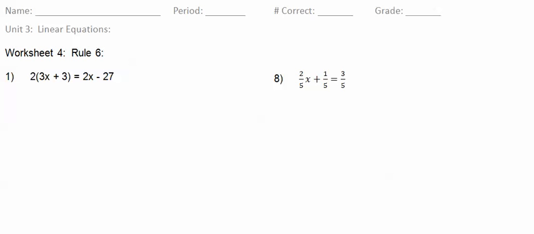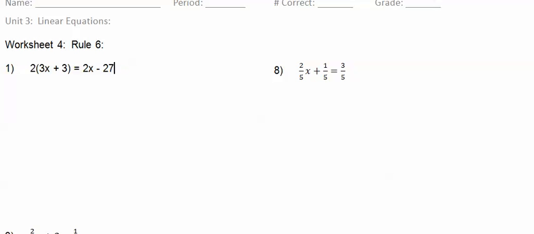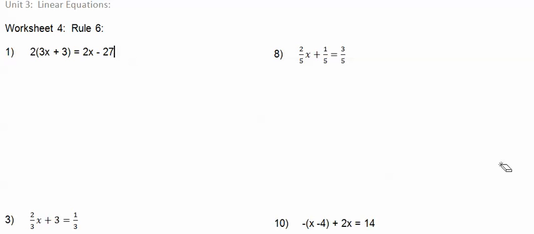Worksheet 4, they're going to get a little more complicated, but all we have to do is follow all the steps. So what we're going to do here on Worksheet 4 is we have to first simplify one or both sides of the equation before we can move on.